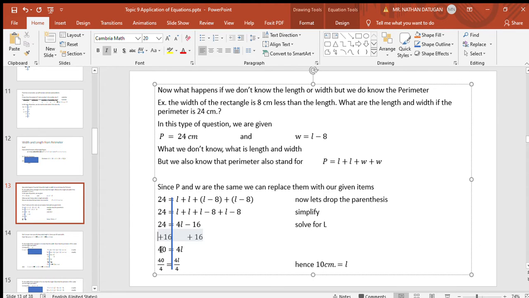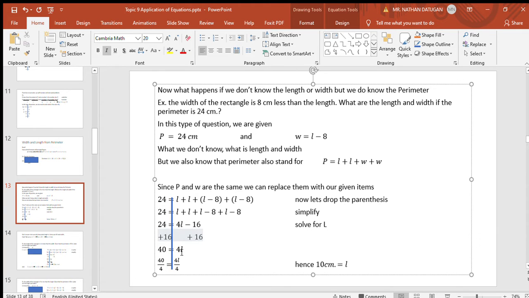24 plus 16 is 40 in the same case. And minus 16 plus 16 is 0, so we're left with 4L. So now our equation is 40 is equal to 4L. Now we had to get rid of that 4 from L, right? So how do we do that? Do we subtract? No, because again, that's a coefficient of L, of this term, right? So how do we get rid of coefficient?